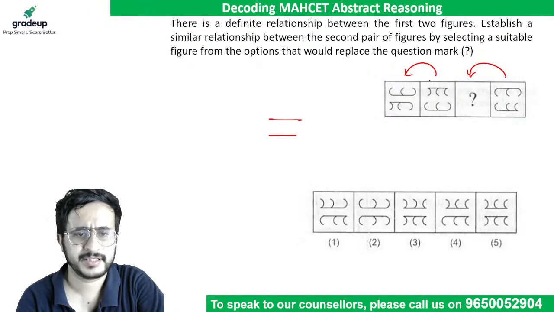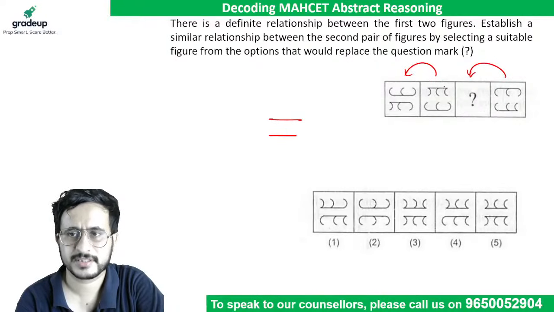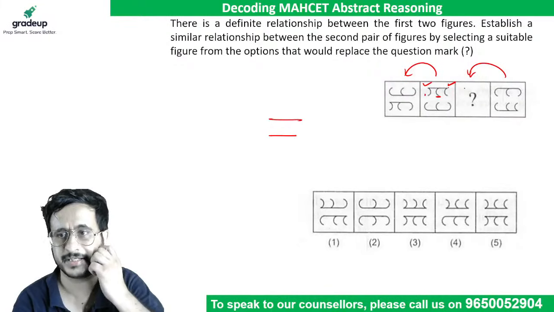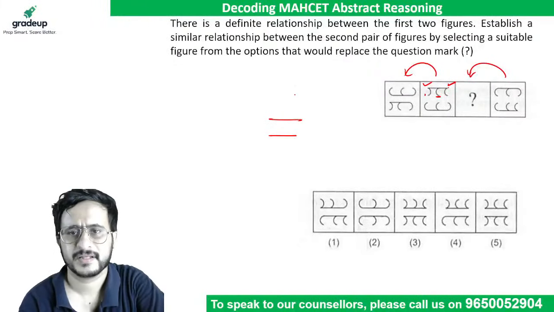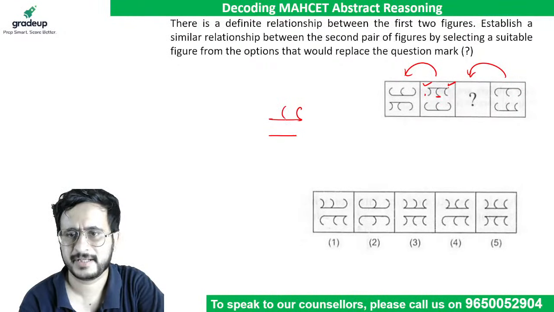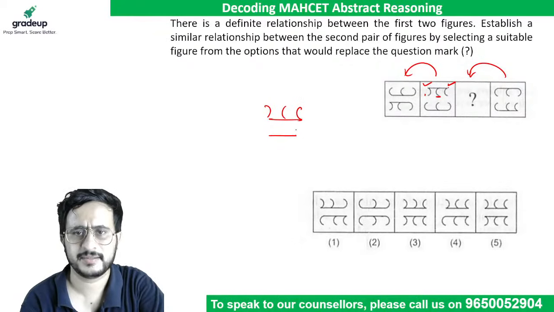Now let us see what is happening to this. This was this side, this has changed. This was on the right hand side, it remained the same, and this also changed. So it changed its direction, and the same will happen here. This was facing this side, so it will face this side. This will remain like this, and this will also change its direction. So at least you can eliminate some options using this.